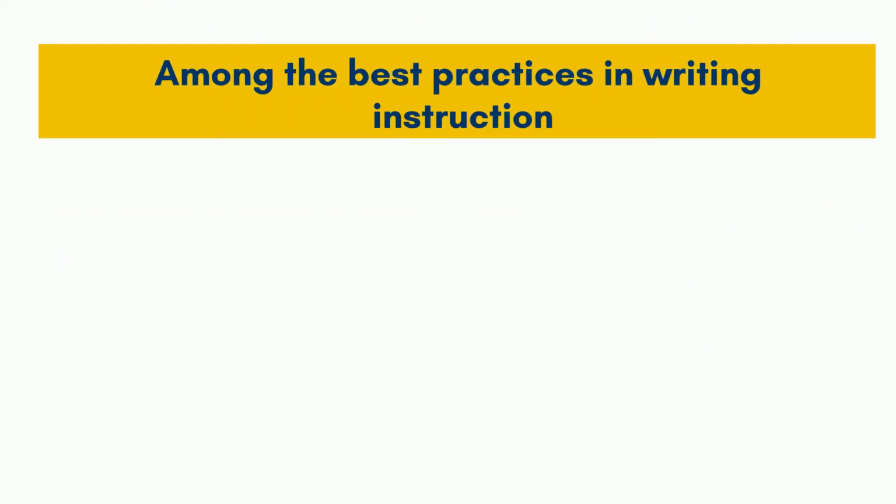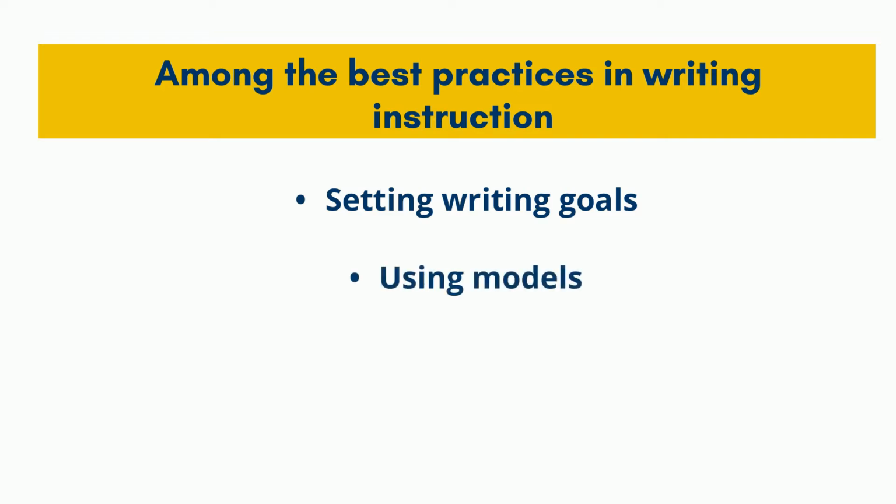Among the best practices in writing instruction are setting writing goals. Students can set their own goals that will take their writing to the next level. Another possible approach is using models. Writing models can be used as a guide. Students may find it difficult to write or produce a particular genre because of their lack of exposure to that genre.